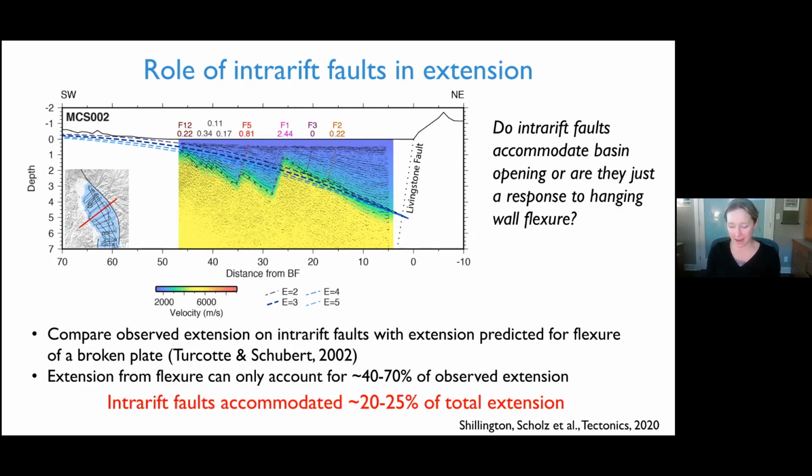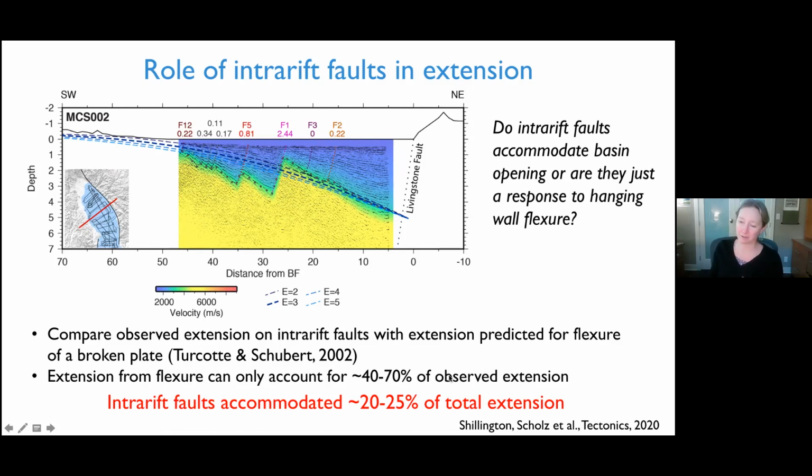One is that they're actually helping to contribute to the opening of the rift. But the second one is that they're actually a response of flexure of the hanging wall. The hanging wall is bending a lot towards the Livingstone fault. And so we compare the extension that we observe with what we would expect just for that flexure based on the overall shape of the hanging wall. And we find that that flexural component can only account for about 40 to 70% of the extension.